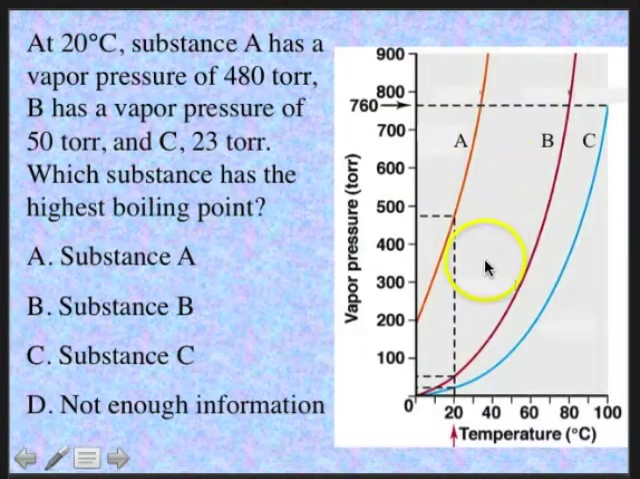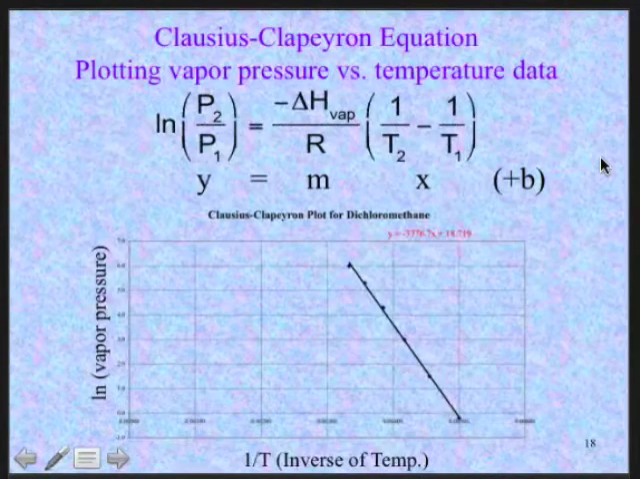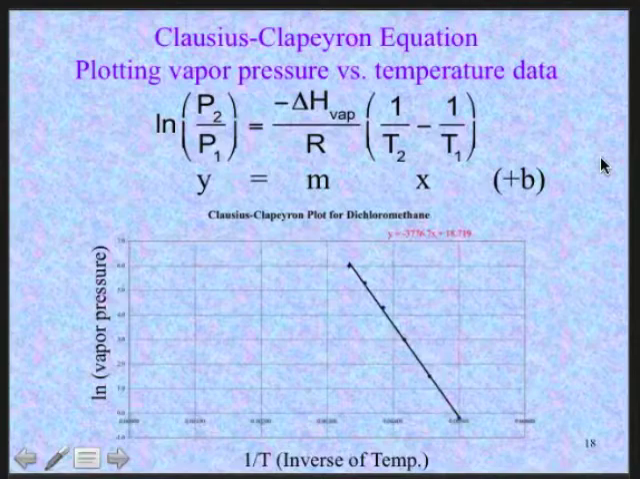Here's a slide we talked about before, and it's asking for the substance with the highest boiling point. Which of these three substances, A, B, or C, is going to have the highest boiling point? Now, there's a very useful equation relating vapor pressure and temperature to the heat of vaporization of a substance.